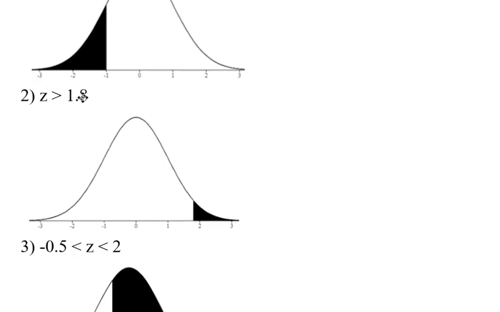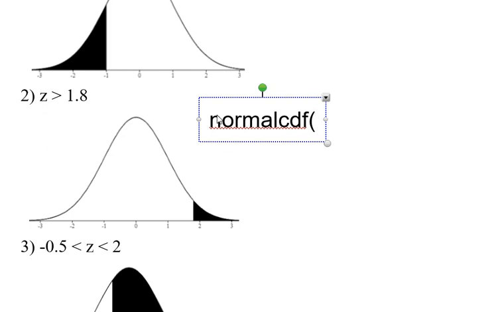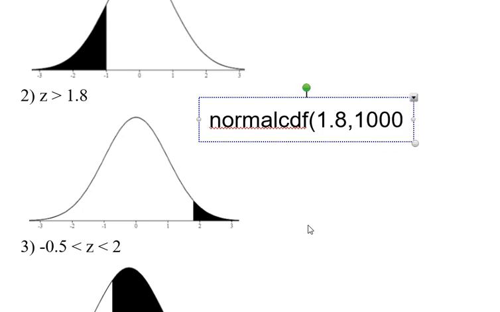What's the probability, or the area to the right of 1.8? What's the probability you're more than 1.8 standard deviations away from the mean? Again, grab a normal CDF. The left bound in this case is 1.8. What's the farthest right I could go? I could go all the way to 1,000 or more. 0 and 1. Grab my calculator and run it.